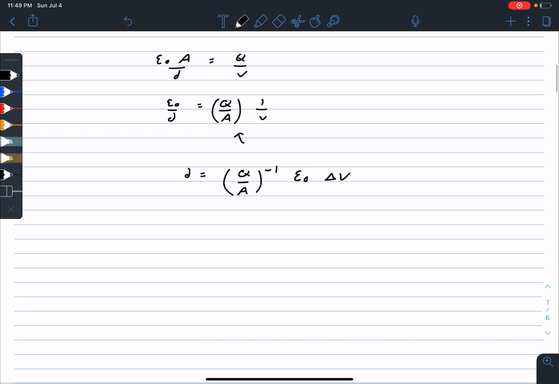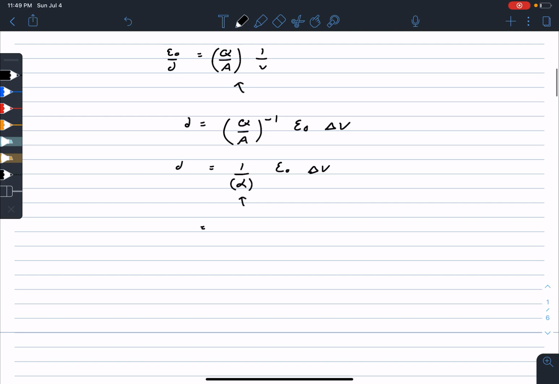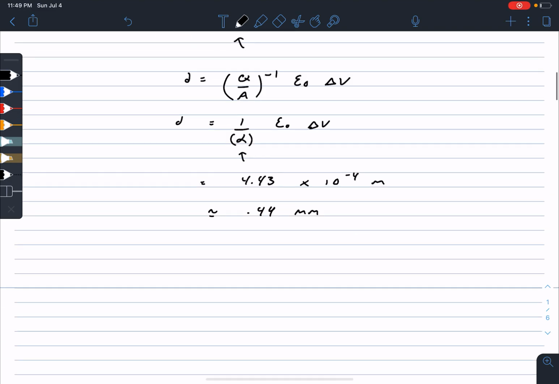Okay, so then we plug these values in. We have all of these values. Remember, this is the surface charge density, so this is 1 over the surface charge density. You can use some value, alpha, call it whatever you want. 1 over surface charge density times epsilon naught times delta V equals D. After plugging everything in, that's 4.43 times 10 to the negative 4 meters, or we could just say it's 0.44 millimeters. That's the distance between the plates, okay?